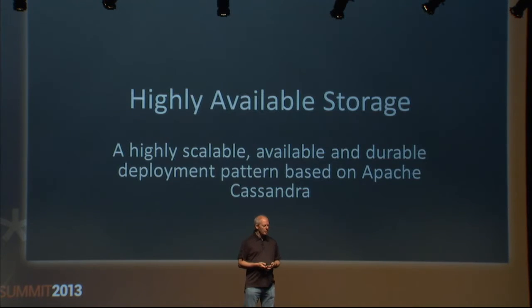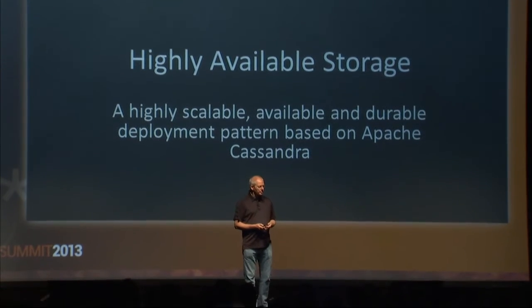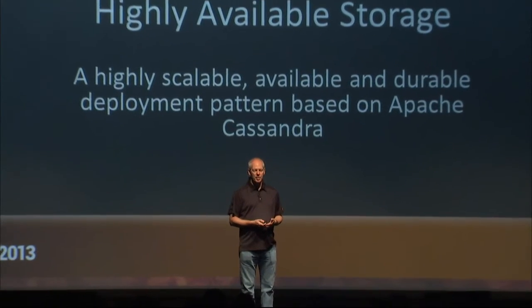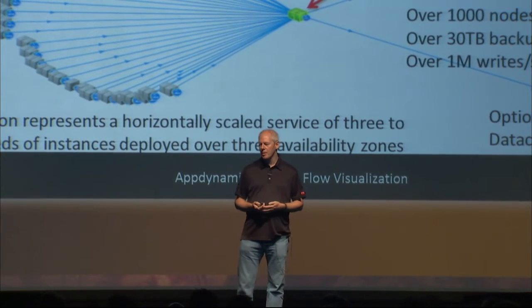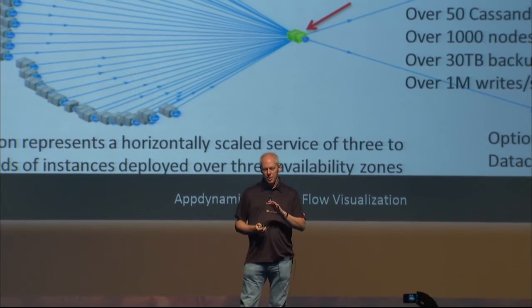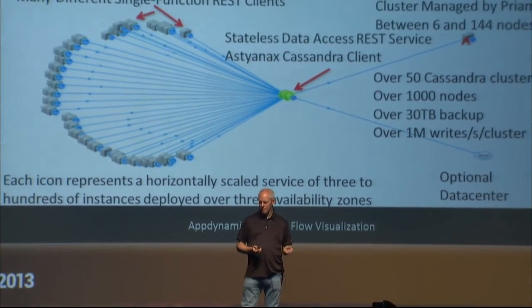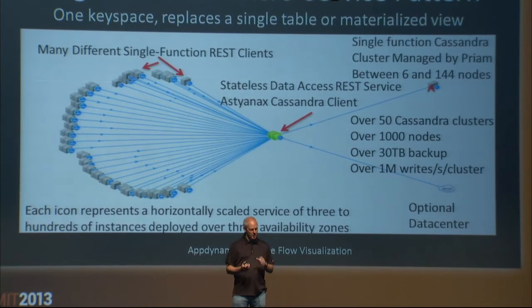So let's look a bit at how we actually do highly available storage. This is based largely on Cassandra. And this is generically what one of our services looks like. This is another AppDynamics diagram showing lots and lots of REST clients. The thing in the middle isn't Cassandra. This is our REST data access layer. So it's a REST service that abstracts whatever this data store is into a single data store.